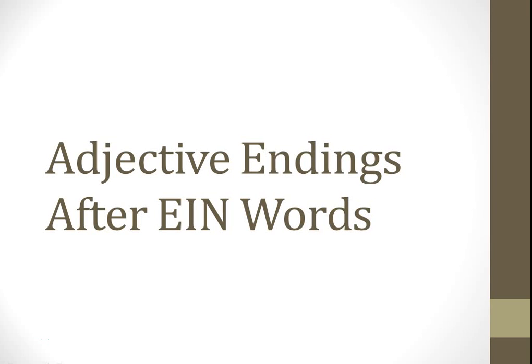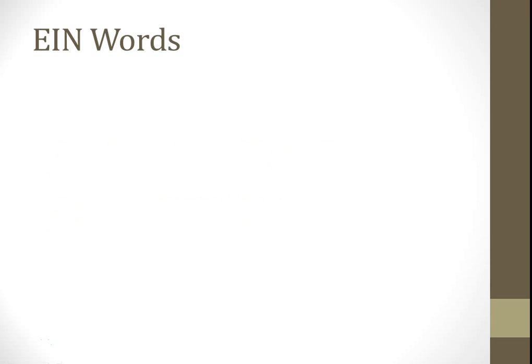So let's take a look at adjective endings after EIN words. First, we need to review what those EIN words in German are. Well, the obvious one is EIN, right? So EIN means a or an in English, and of course you have an EIN word chart ending. So EIN and EINE and EINER and EINEM and EINEN, etc.